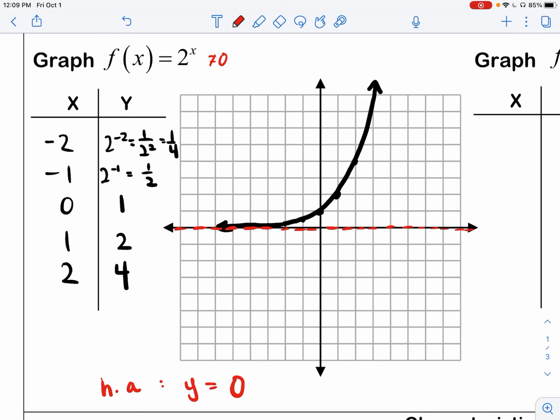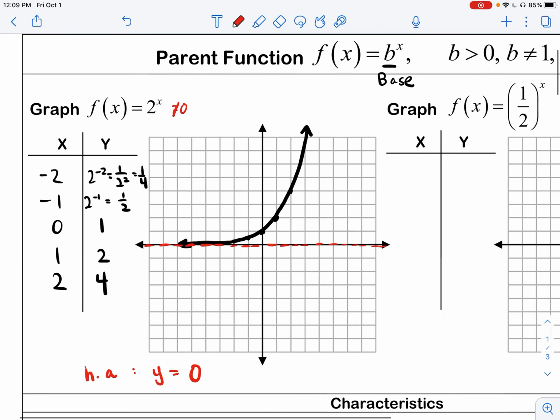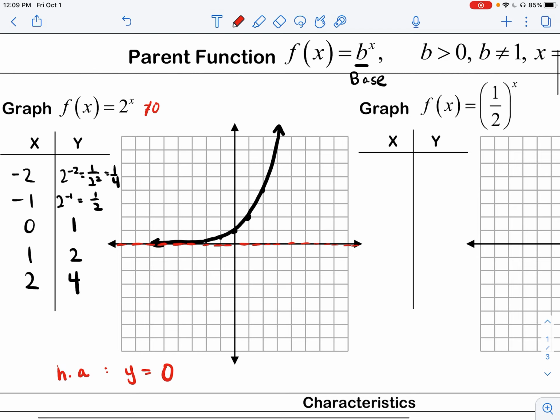Okay, now let's try looking at this function. Take a look at 1/2 raised to the power of x. Is there any way that I can leverage what I just did with 2 to the power of x to graph 1/2 to the power of x? Perhaps another way of asking that: is there any way that I could rewrite 1/2 to the power of x in terms of what I have just graphed of 2 to the x?